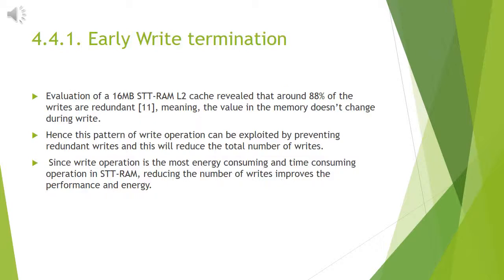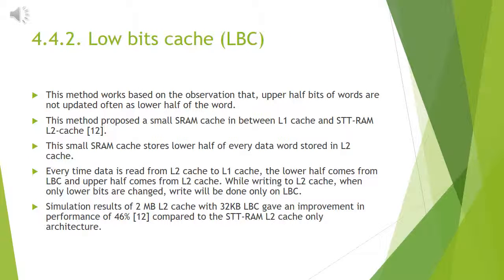The next method is low bits cache. This method works based on the observation that upper half bits of words are not updated as often as lower half of the word. This method proposes a small SRAM cache in between L1 cache and STT-RAM L2 cache. This small SRAM cache stores lower half of every word stored in L2 cache. Simulation results of 2 MB L2 cache with 32 KB LBC gave an improvement in performance of 46%.